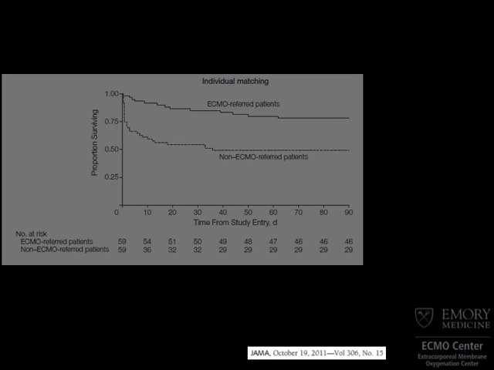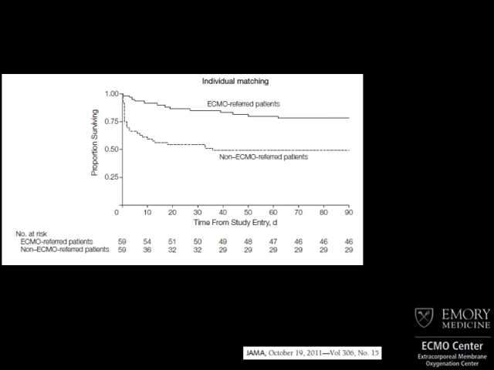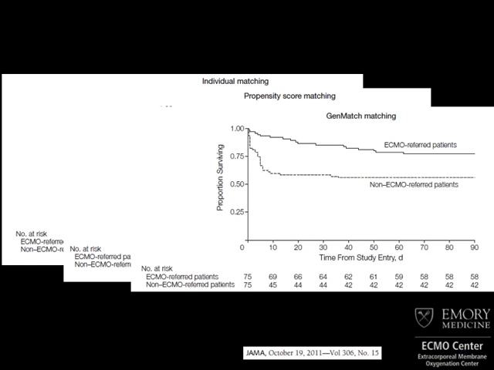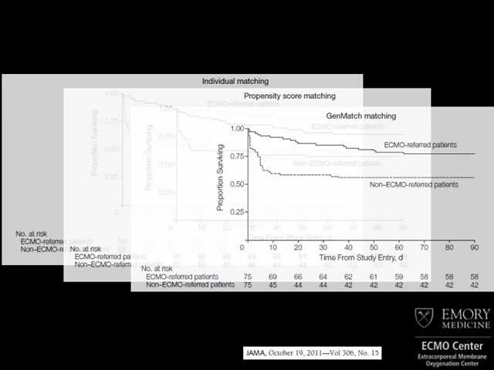And what they found was this. In every single one of the algorithms that was run, a profound survival difference between the patient populations. And this was very compelling data. Again, very young patients that had few comorbidities associated with them. But they did distinctly better according to all 3 matching algorithms.